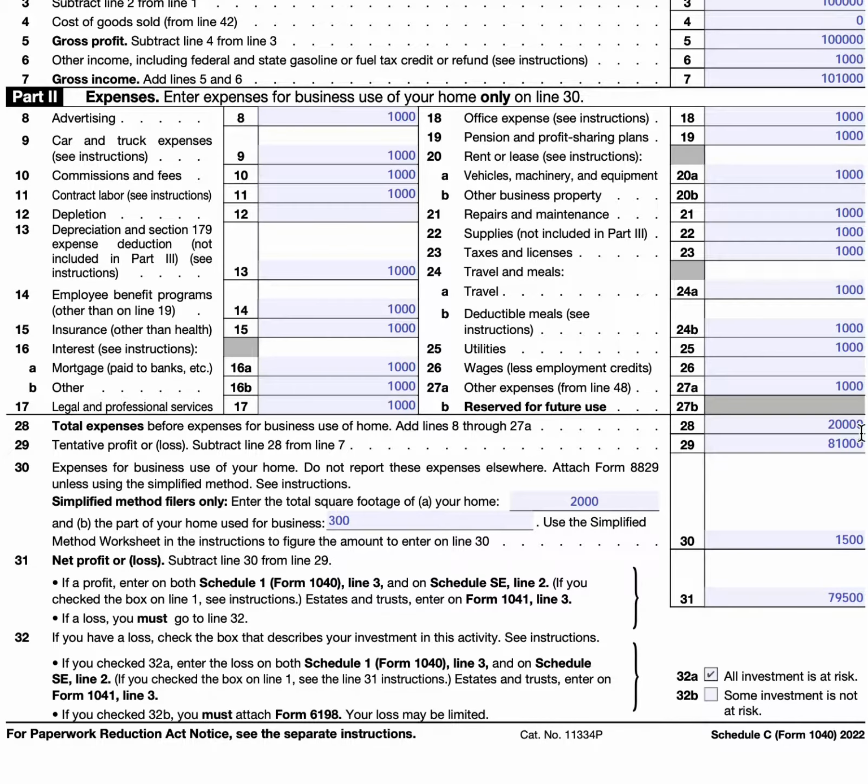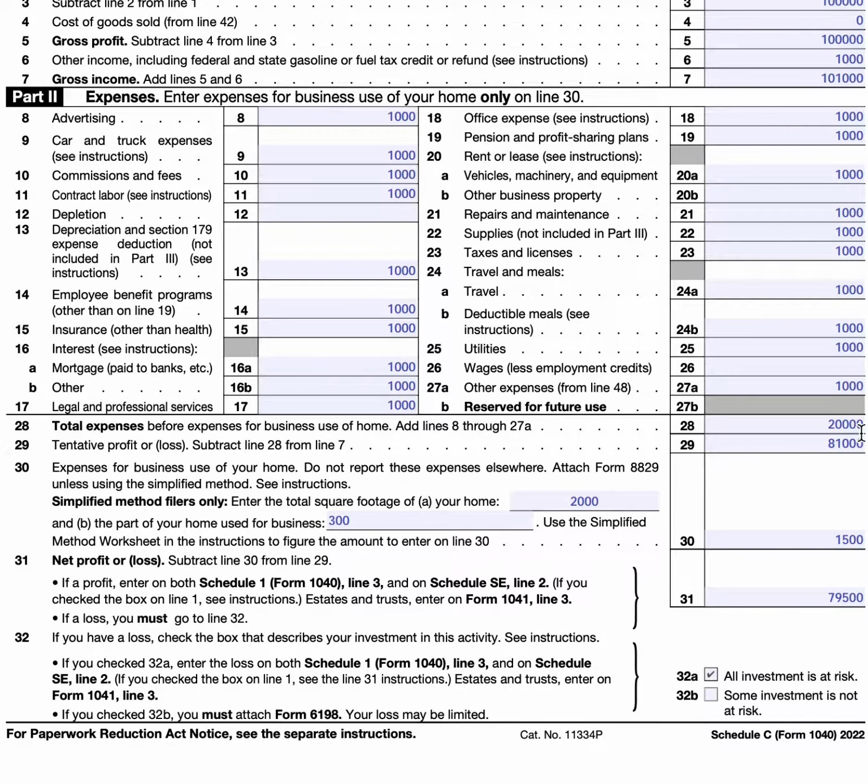In line 30, you can include expenses for the business use of your home, as long as you do not report those expenses elsewhere. You would either attach IRS Form 8829, which calculates expenses for your home office use, or you could use the simplified method. The simplified method, basically, there's a worksheet in the form instructions, but generally speaking, in this situation with our hero John Doe, when we work through the worksheet, you're allowed to take up to $5 per square foot for up to 300 square feet of your house that you use as a home office.